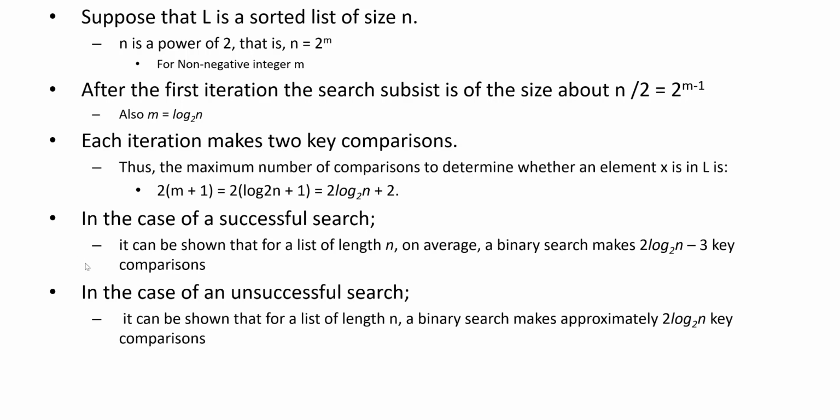In the case of a successful search, it can be shown that for a list of length n, on average, a binary search makes 2 log 2 of n minus 3 key comparisons. In the case of an unsuccessful search, it can be shown that for a list of length n, a binary search makes approximately 2 log 2 of n key comparisons.